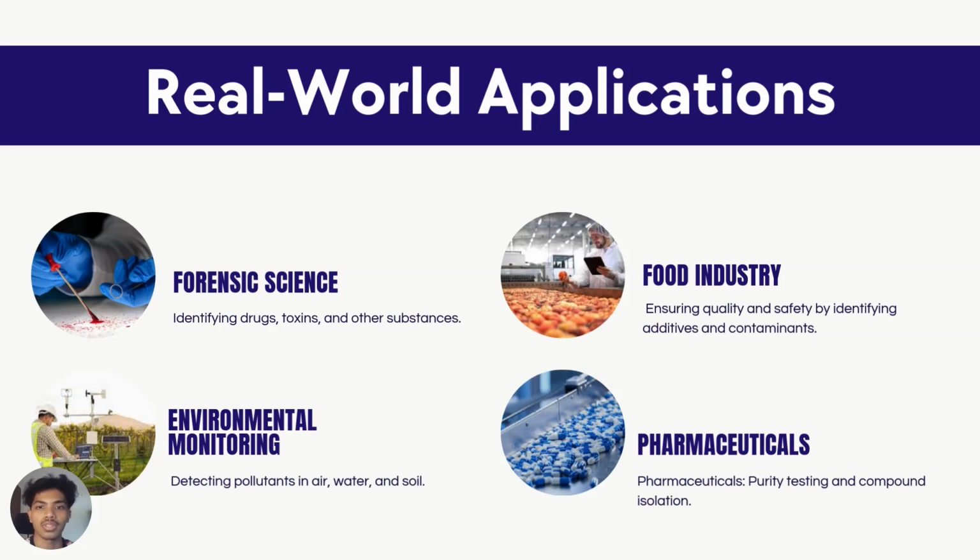Chromatography is actually used in forensic science, where it can identify drugs, toxins, and other substances. Also, it can be used in the food industry to ensure quality and safety by identifying additives and contaminants. Also, it can be used in environmental monitoring, detecting pollutants in water, air, and soil. And lastly, it can be used in pharmaceuticals, for purity testing and also compound isolation.